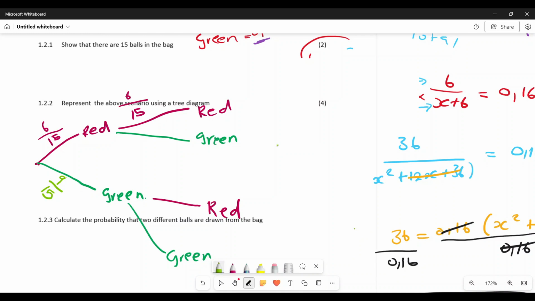Right. Now, to choose a green ball, how many green balls do you have? You have 9 green balls. How many options do you have to choose from? So 15.